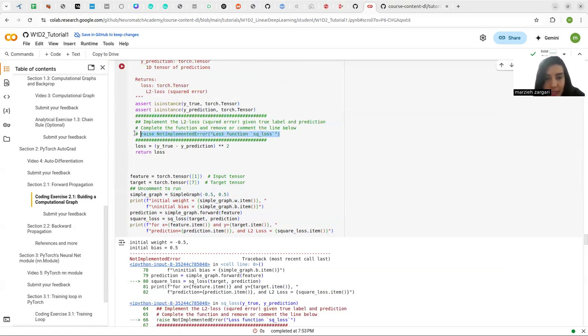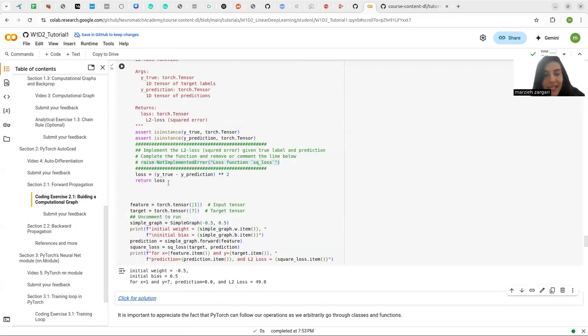Just going to comment that, and I'm going to run it again and see here it is: our initial weight, our initial bias. We have an input scalar of 1. It's going to be multiplied by minus half and then added to minus half, which creates the prediction of 0. But what we should have predicted was 7, and the loss is going to be 49.